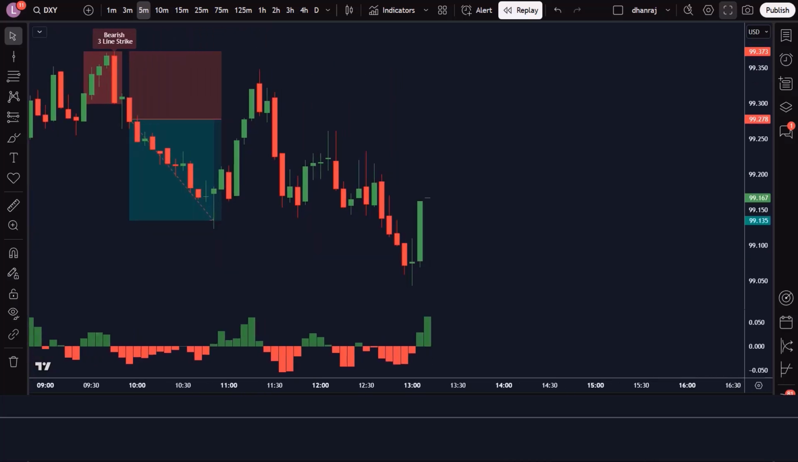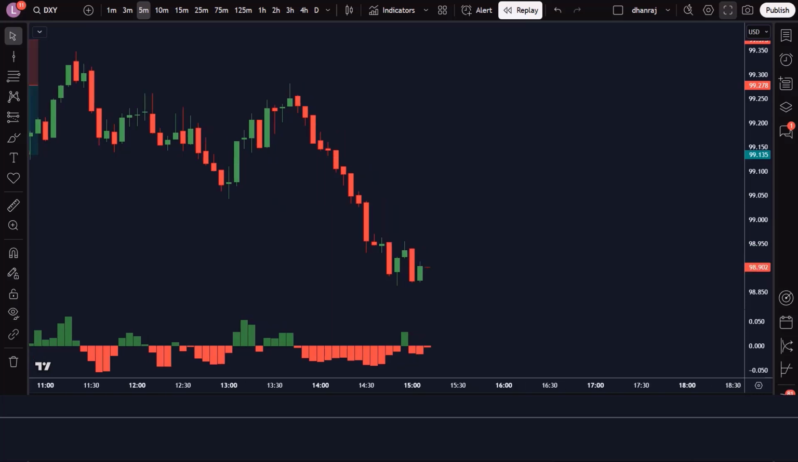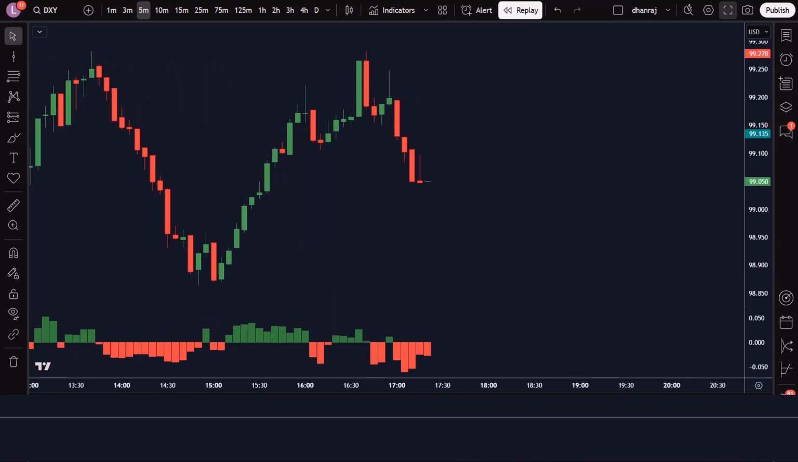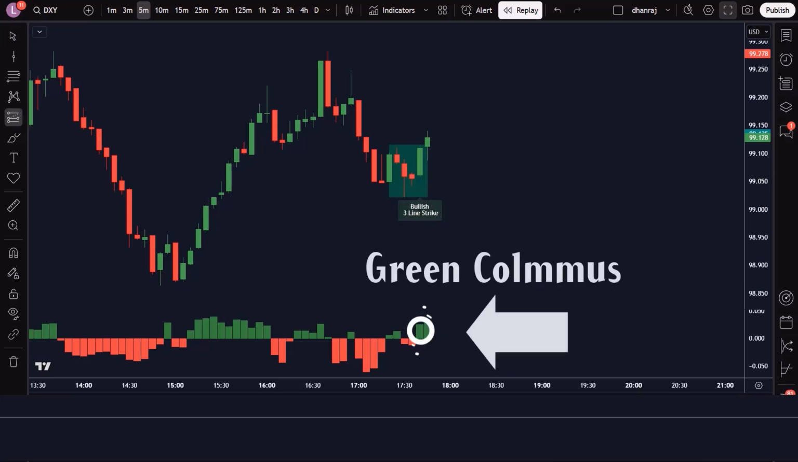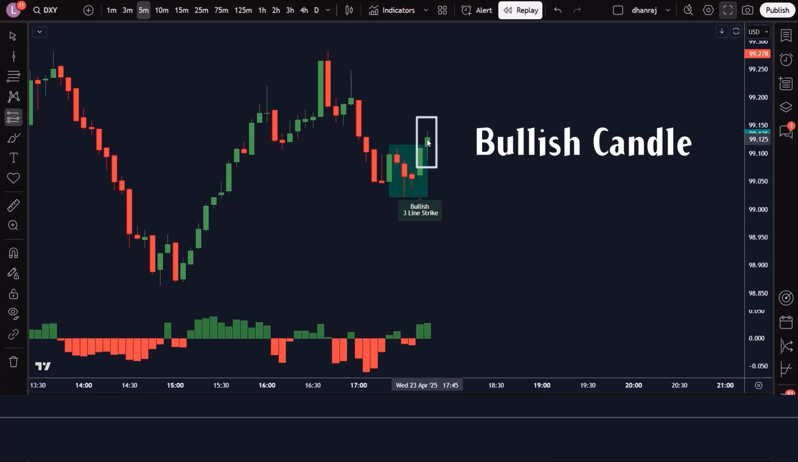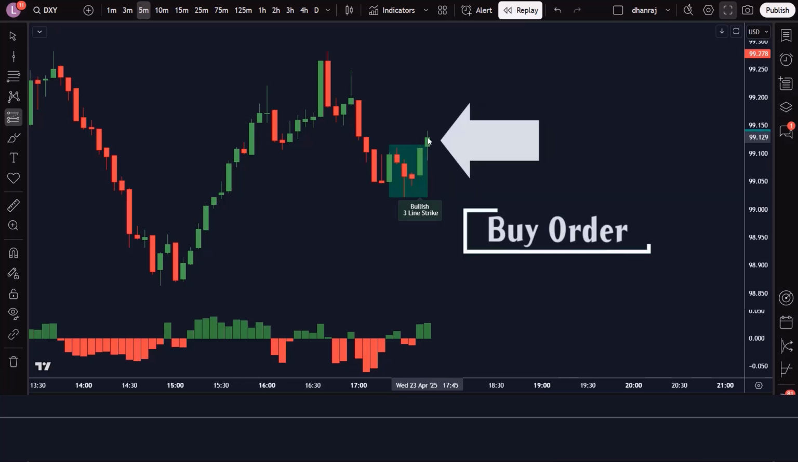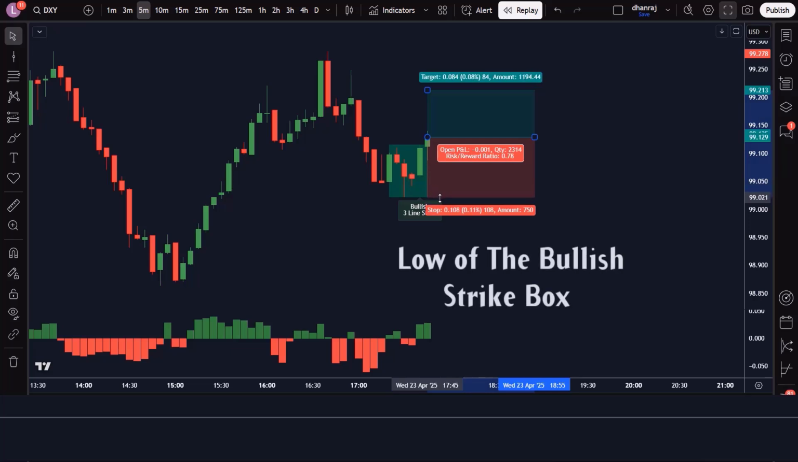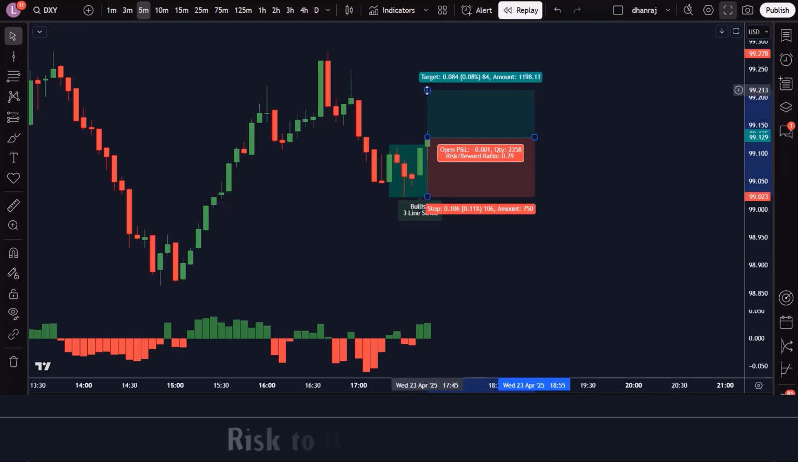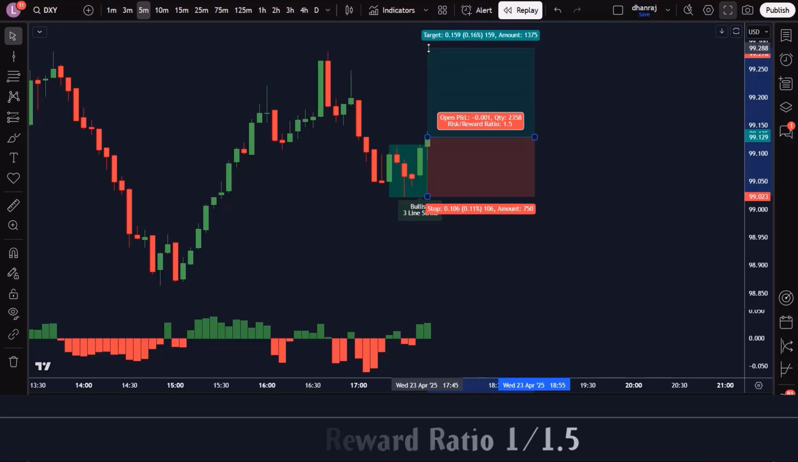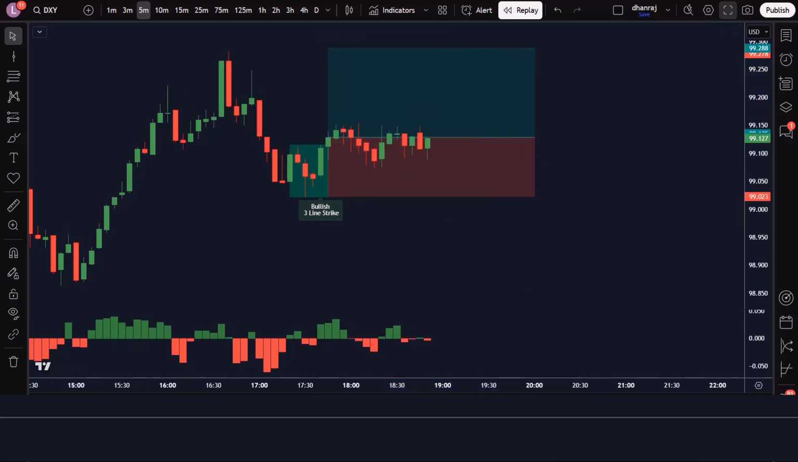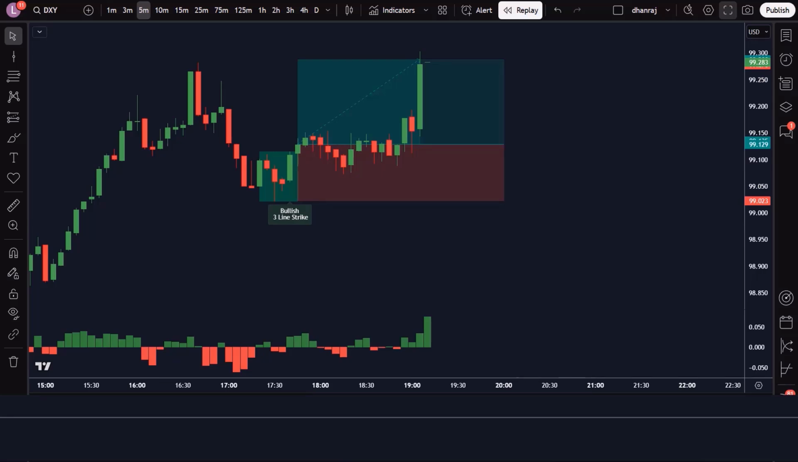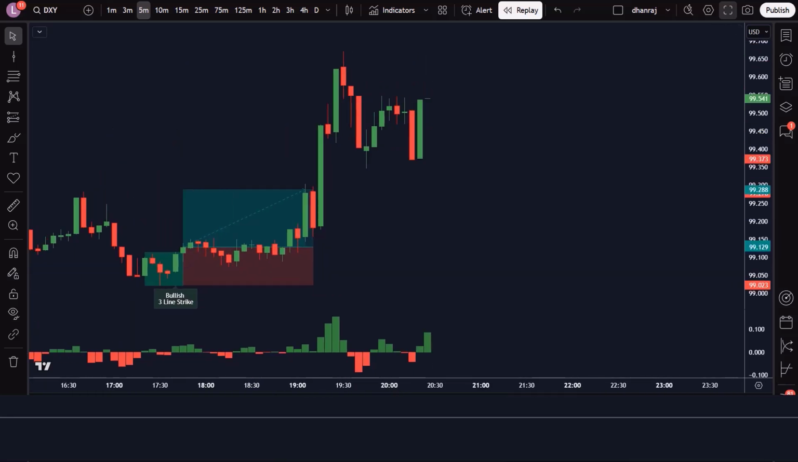Let us now understand the long position. When the 3-line strike candlestick indicator gives us a buy signal, the Kuratoga histogram indicator should show green columns, and the market should form a bullish candle. If this condition is fulfilled, then we will place a buy order. Our stop loss is to be placed at the low of the bullish strike box, and the risk to reward ratio will be 1:1.5. The market has completely hit the target. I hope you have understood this trading strategy.